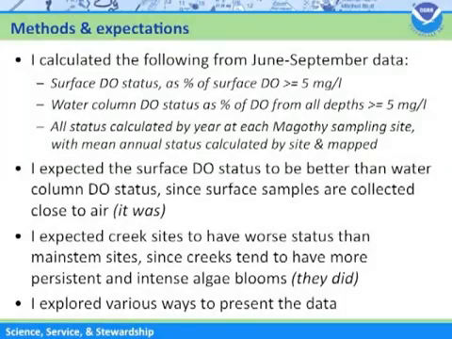What I did was look just at June to September data, which is when most low dissolved oxygen occurs. I calculated a separate surface DO status, how much of the surface dissolved oxygen was greater than or equal to 5. Then for the whole water column, the same metric, how much of the water column values were greater than or equal to 5. I calculated by year and by site, and then I calculated means over various groups.